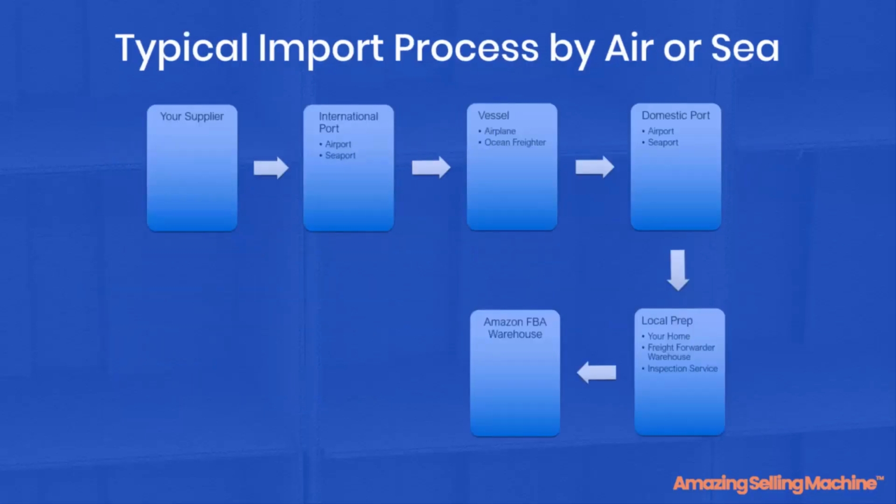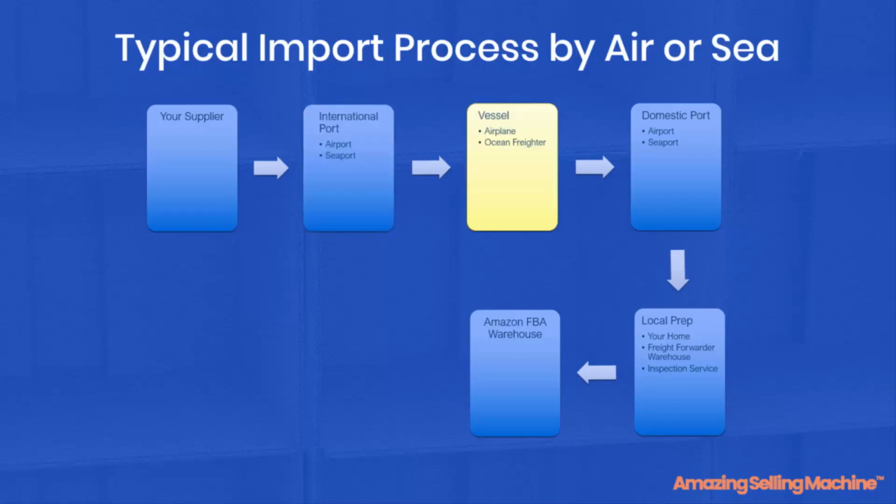I put together the following graphic to show at a high level the entire importation process. And whether you're shipping by air or by sea, the process is still pretty much the same. It all starts with your supplier who manufactures your products. Then they get the products to the international port. And in this case, I'm considering the international port to be the port in your supplier's country. And it can either be an airport or a seaport.